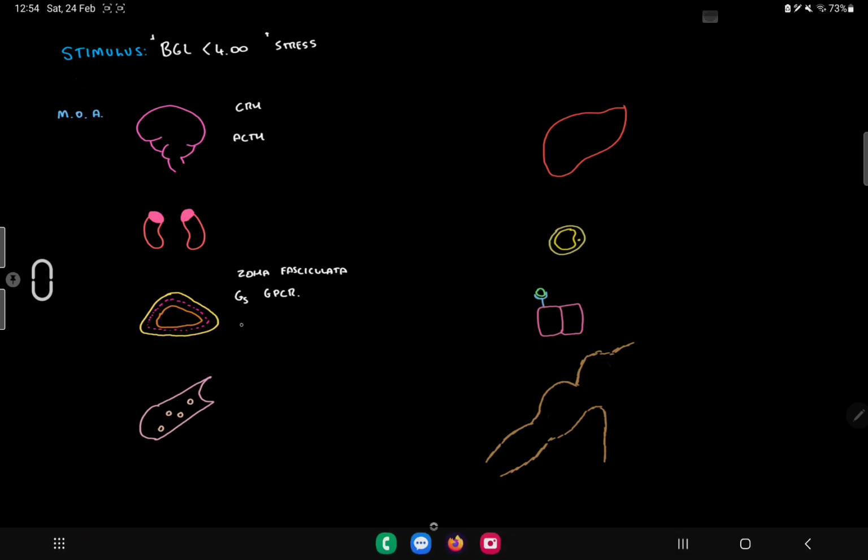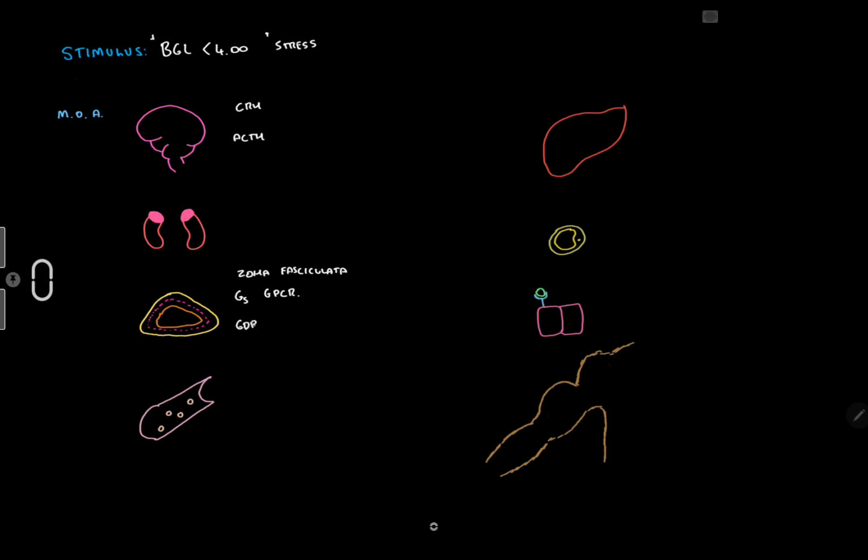Now the reaction looks something like this. You have GDP detaching from the 7-transmembrane receptor and binding GTP. GTP then stimulates adenyl cyclase, an embedded enzyme, and that then stimulates protein kinase A. Protein kinase A then phosphorylates a process to convert cholesterol into cortisol.